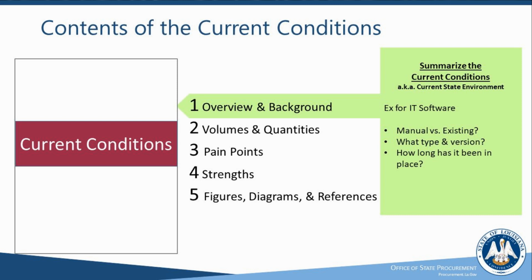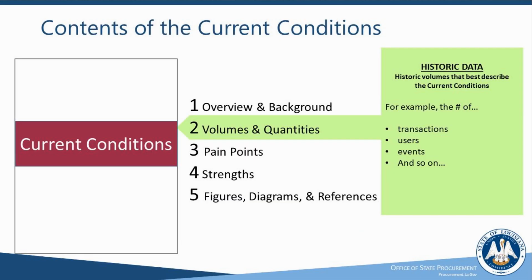As a quick example, imagine that you are completing an IT software project. Then you might want to describe whether the existing system is a manual pencil and paper process, or do we have an existing legacy system in place right now at the state? If it's a legacy system, well, what type, what specific version, what are we using now? And how long has it been in place? What's the time horizon here? Things of that nature might be helpful to describe so that the proposing firms have a better sense of what we look like today and what is our state of affairs now.